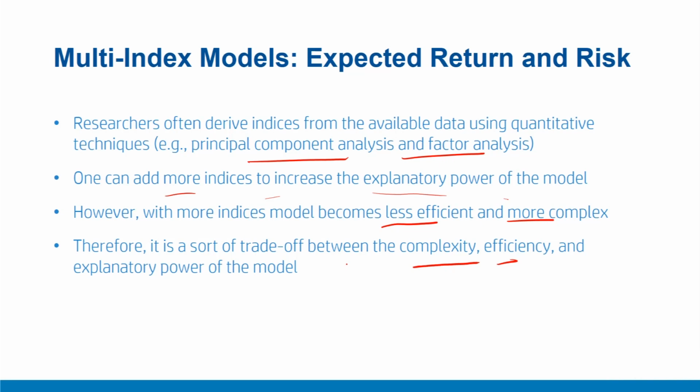However, there is a trade-off. While you add more and more indices, you add to the explanatory power of the model, but at the same time your model becomes complex and probably less efficient. So while adding more or fewer indices and optimizing the model, there is a trade-off in terms of complexity, efficiency and explanatory power of the model.